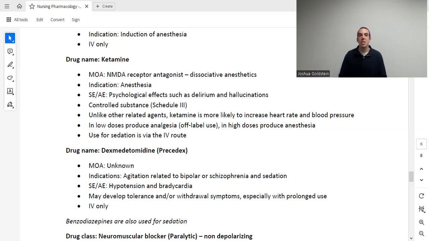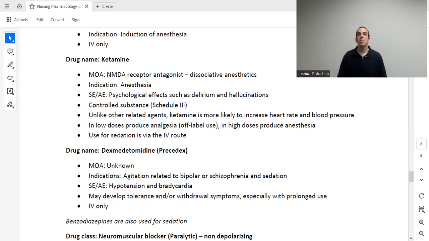Unlike other medications, this one is more likely to increase a patient's heart rate and blood pressure, because what were the others? The benzos and the barbiturates, and propofol, they were going to decrease a patient's blood pressure. This one is more likely to increase it. That's definitely fair game for a test, whether it's at the RN or the NP level.